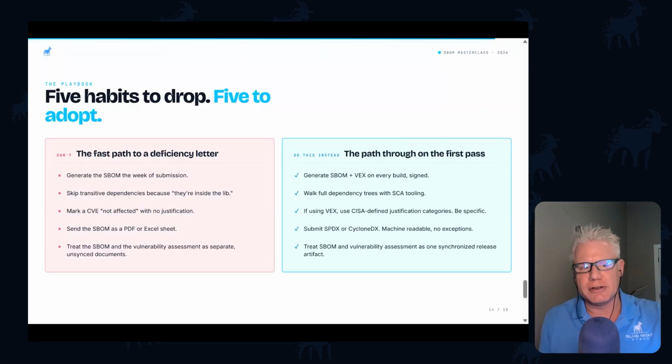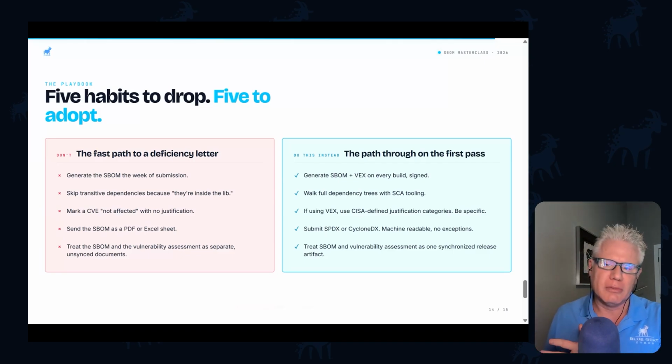Here's a little playbook: 5 habits to drop and 5 to adopt. On the left side there, the fast path to a deficiency letter, which you don't want, is to generate the SBOM the week of submission. As I mentioned, this should be continuously part of your software build cycle. The FDA is looking at design to disposal. They want to see that you develop software securely along the entire pathway. So generating the SBOM the week of submission is going to be troublesome because you probably haven't identified the vulnerabilities, and within 1 week, you're not going to be able to fix all those vulnerabilities either.